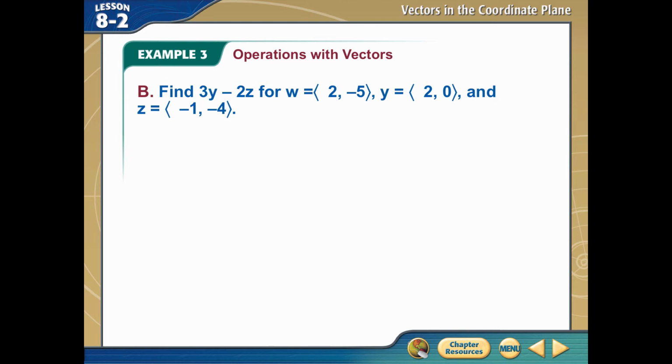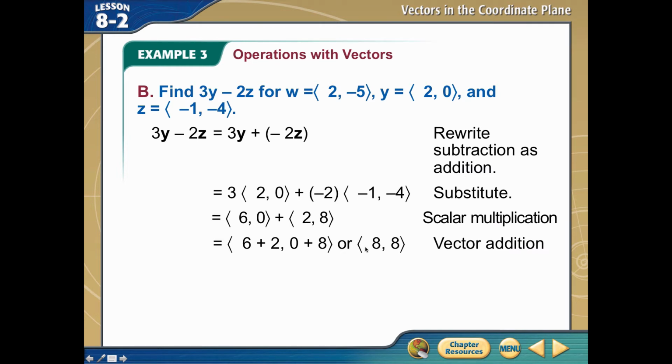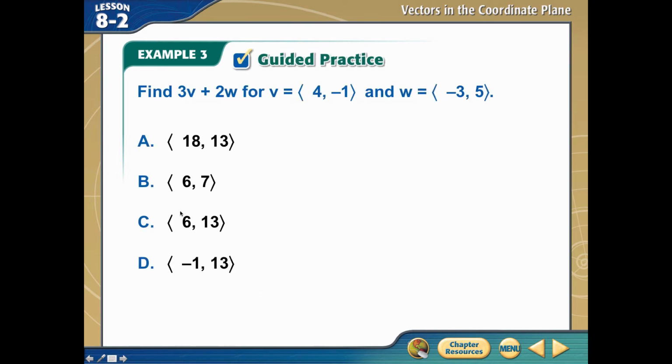Okay, same thing with this one. 3y minus 2z. You take 3 times the vector y plus negative 2 times the vector z, multiply them through, add them together, and you get the vector 8, 8. Imagine if you were adding 4 or 5 vectors together. You would have to do the law of cosines and the law of sines 4 or 5 times. This is a much more straightforward way to add vectors.